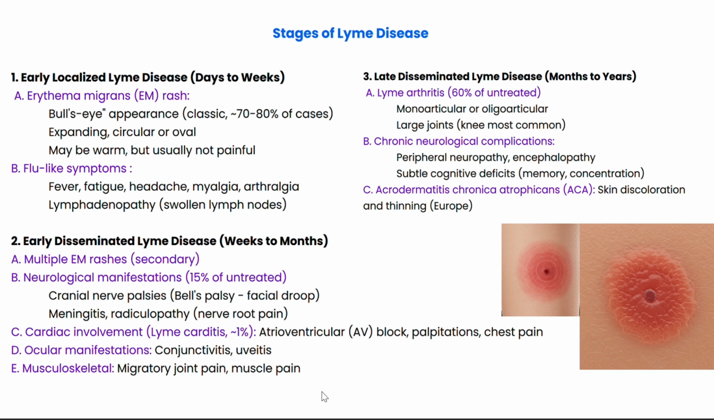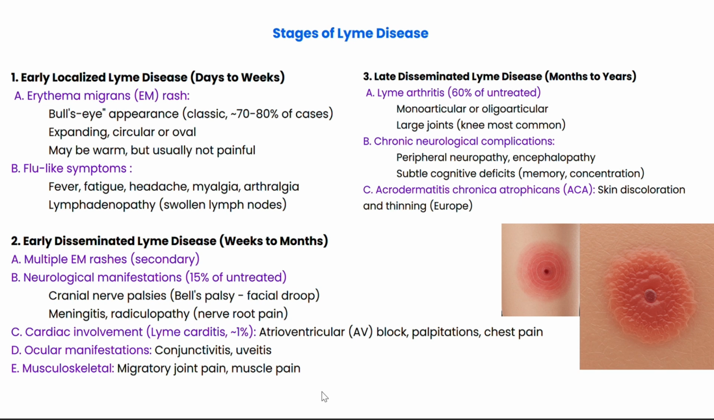Cardiac involvement, known as Lyme carditis, occurs in about 1% of cases and can lead to atrioventricular block, or AV block, also palpitations and chest pain. Ocular manifestations such as conjunctivitis and uveitis can also occur. Musculoskeletal symptoms may include migratory joint pain, where the pain moves from one joint to another, and muscle pain.